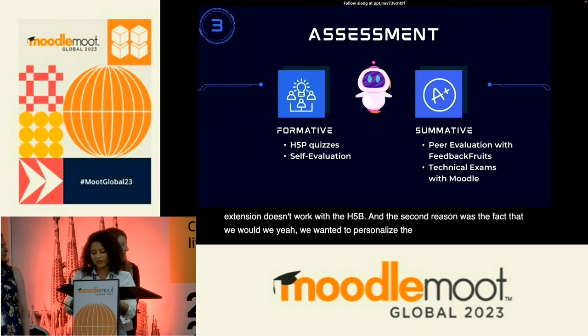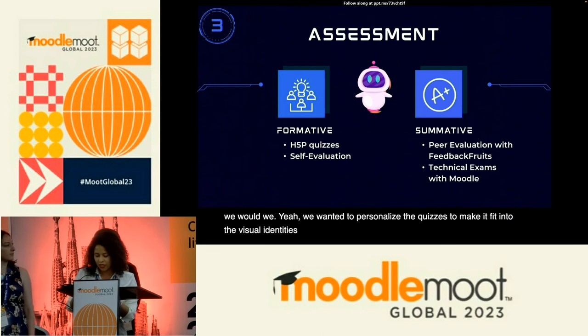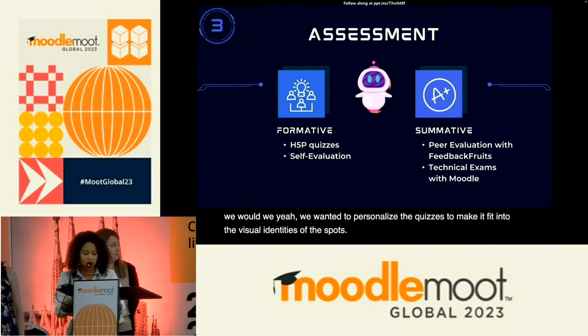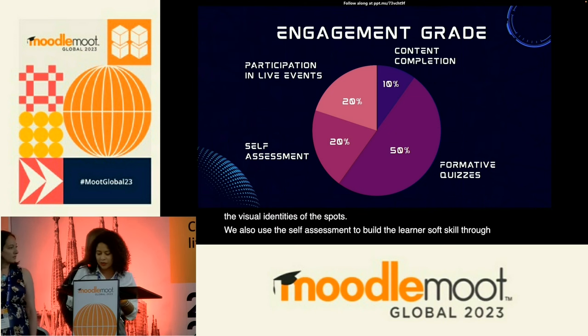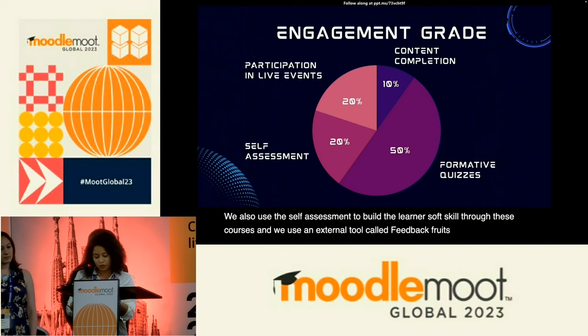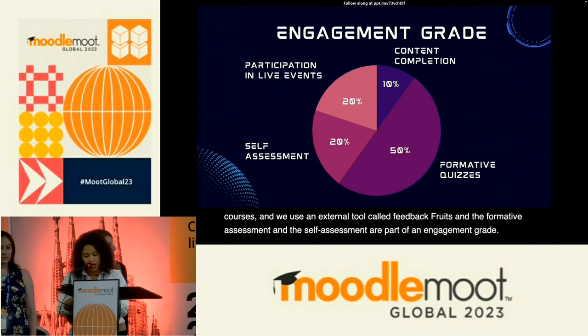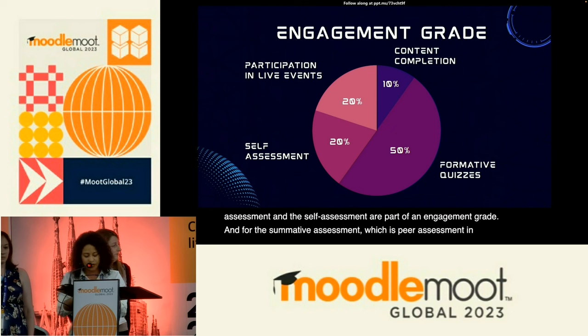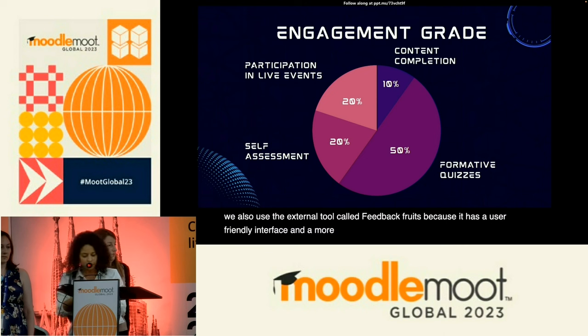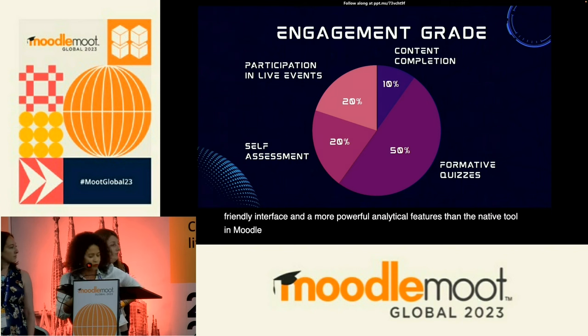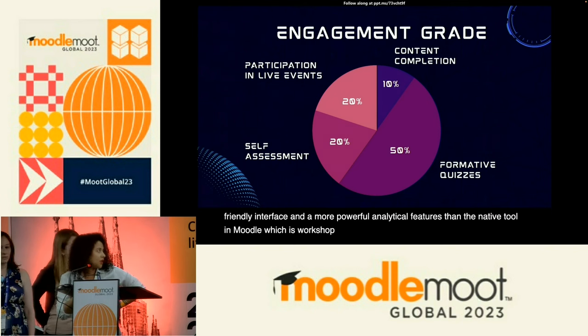We also use the self-assessment to build the learner's soft skills through these courses. And we use an external tool called Feedback Fruits. The formative assessment and the self-assessment are part of an engagement grade. And for the summative assessment, which is peer assessment in our case, we also use Feedback Fruits because it has a user-friendly interface and more powerful analytical features than the native tool in Moodle, which is Workshop. And this graph represents our proposal for the engagement grade breakdown for the teachers, and every professor can customize it however they want.